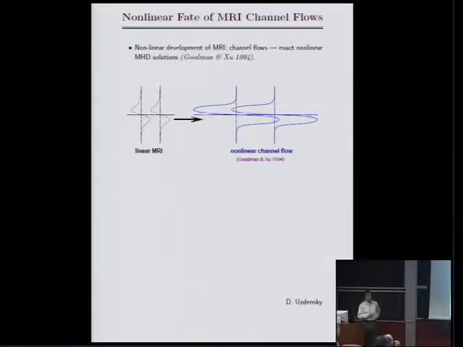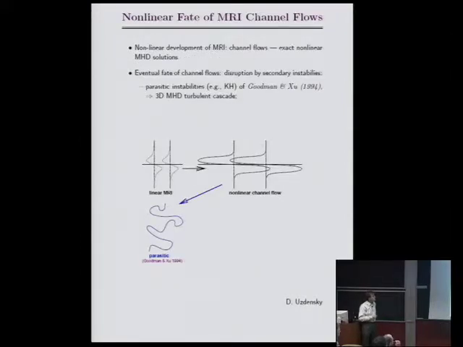There are a number of things that potentially could disrupt channel flows, and I'll mention three. The first one is the parasitic instabilities that were introduced and analyzed by Goodman and Xu. I don't know what they look like. Maybe Jeremy does. So I just drew something like this, because the idea is that they lead to the development of three-dimensional turbulence. They destroy these coherent magnetic structures and result in a turbulent cascade that dissipates the energy locally within the disk.